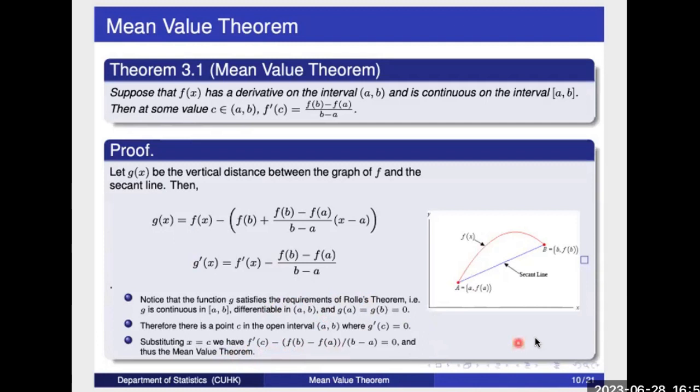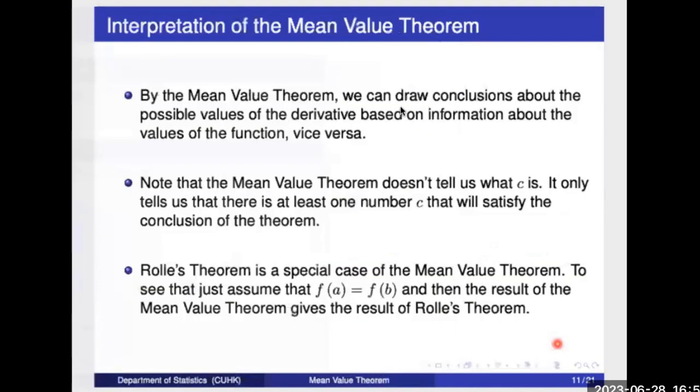The mean value theorem enables us to draw conclusions regarding possible values of a function's derivative based on information about its values over an interval. However, it does not provide us with the specific value of c. Rather, it solely informs us that at least one value of c satisfies its conclusion. It is worth mentioning that Rolle's theorem is actually a special case of the mean value theorem. By assuming that f(a) equals f(b), applying the mean value theorem allows us to deduce Rolle's theorem.